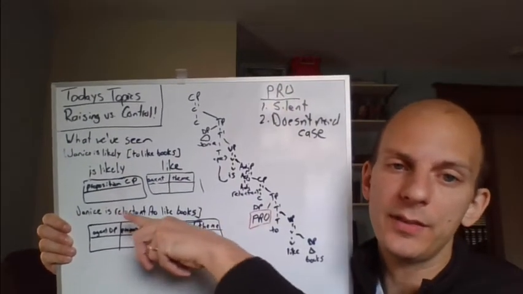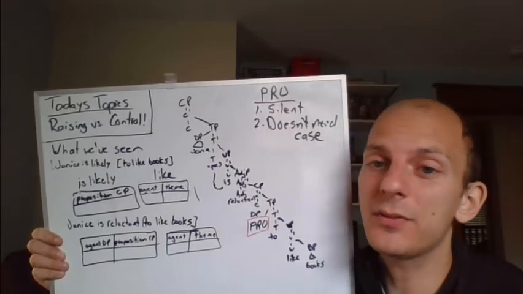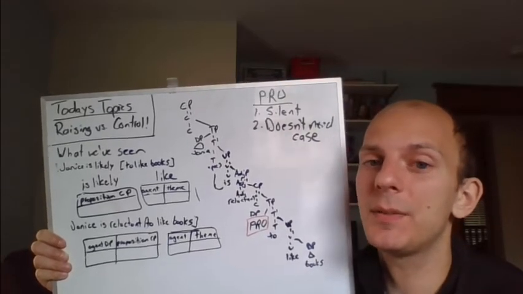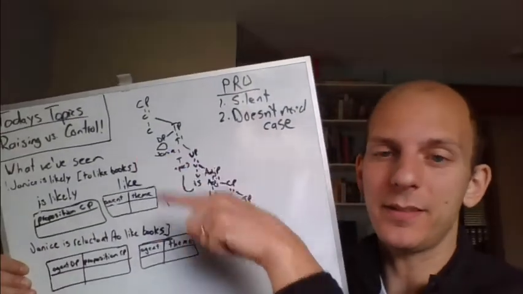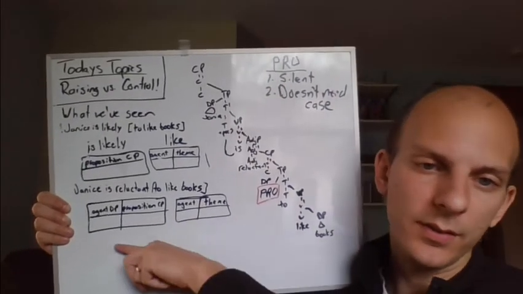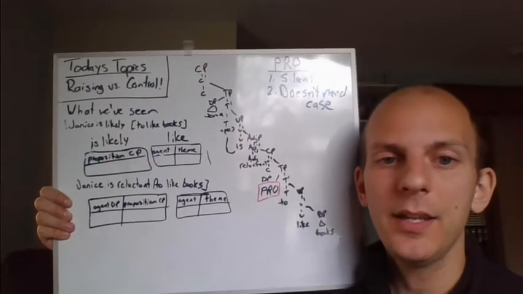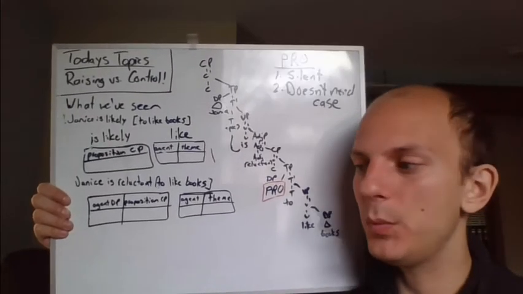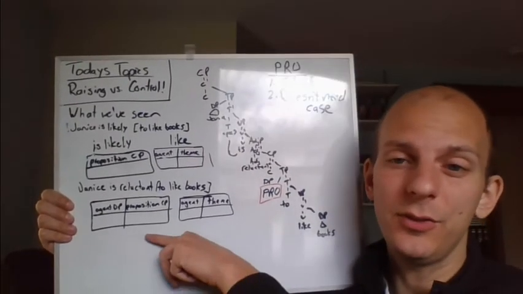As opposed to Janice is reluctant to like books. Janice is in fact reluctant. So we can use that difference to tease apart these raising versus control sentences. So if we had an imaginary sentence here, Janice wants to like books, we want to ask ourselves, is Janice doing the wanting?